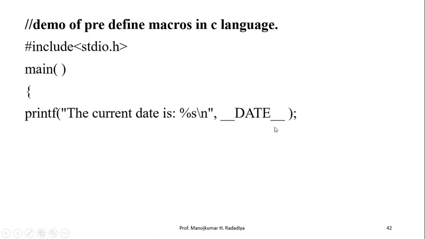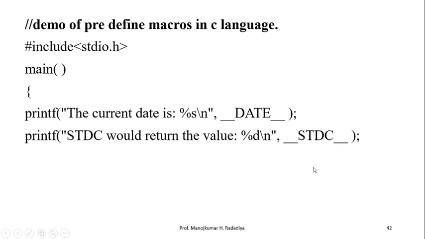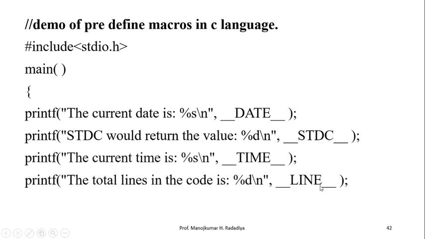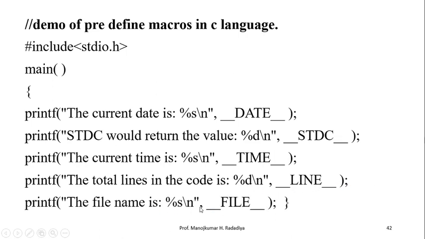We will see this by an example, a demo of the predefined macros in C. The first one is the date. Current date is %s, then stdc, then time, then line. Over here I am not initializing any variable. I am using the predefined macros directly. Date is in string format, stdc is in %d, time is in %s, line is in %d, and the last one, file name, is in %s.